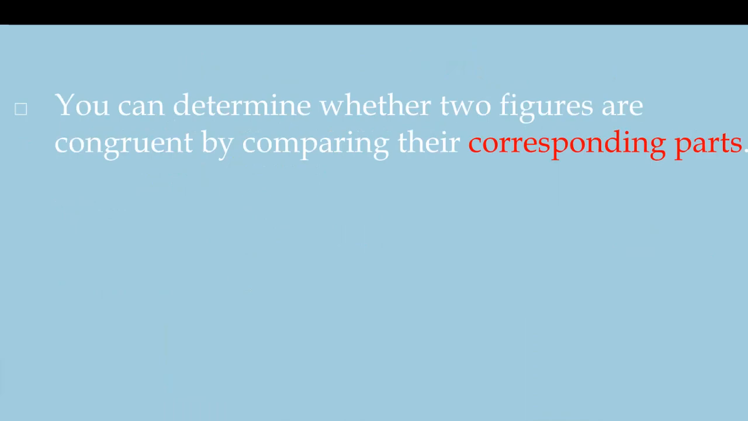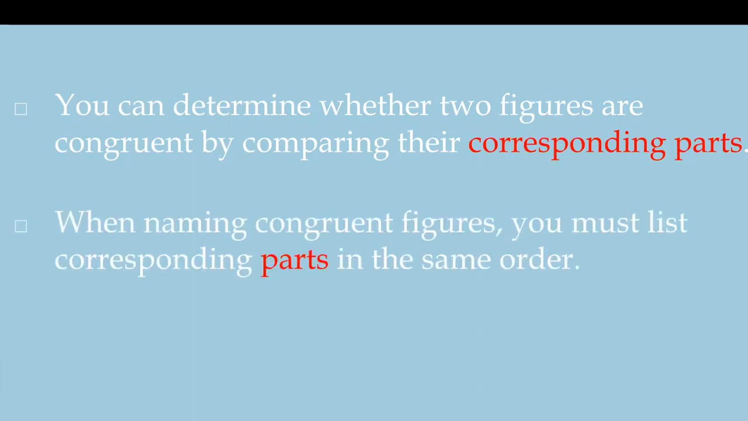You can determine whether two figures are congruent by comparing their corresponding parts. Remember when we talked about corresponding angles, they were in the same position. With corresponding parts, they're going to match up in the same position of each figure. When naming congruent figures, you must list the corresponding parts in the same order.